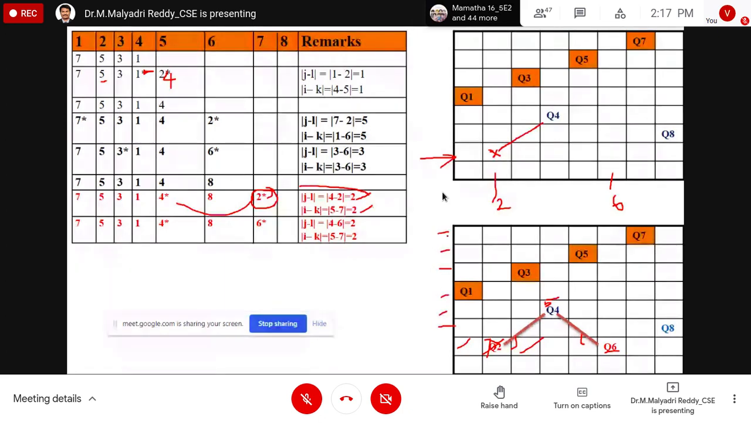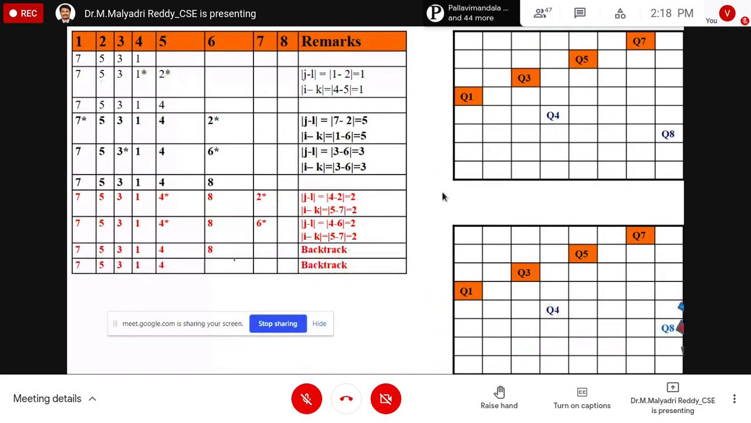According to the rule of the N queens problem, I have to place 8 queens on the board. But by using this method, I can place only 6 queens. It is not possible to place Q2 and Q6 on the same board. So it is not feasible. Then I have to apply backtrack. So automatically I have to apply the backtrack.